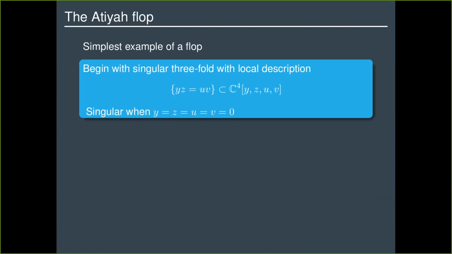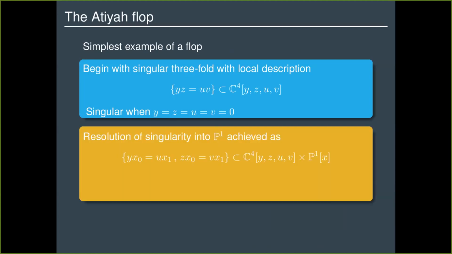And you can resolve this singularity into a P1. So here's one way to resolve this singularity into a P1. You can introduce an ambient space factor of a P1, which has homogeneous coordinates x0 and x1. And you introduce these two equations, which are linear in the new P1. And so they pick out points in the P1. This first equation picks out a point in the P1. The second equation picks out a point in the P1.